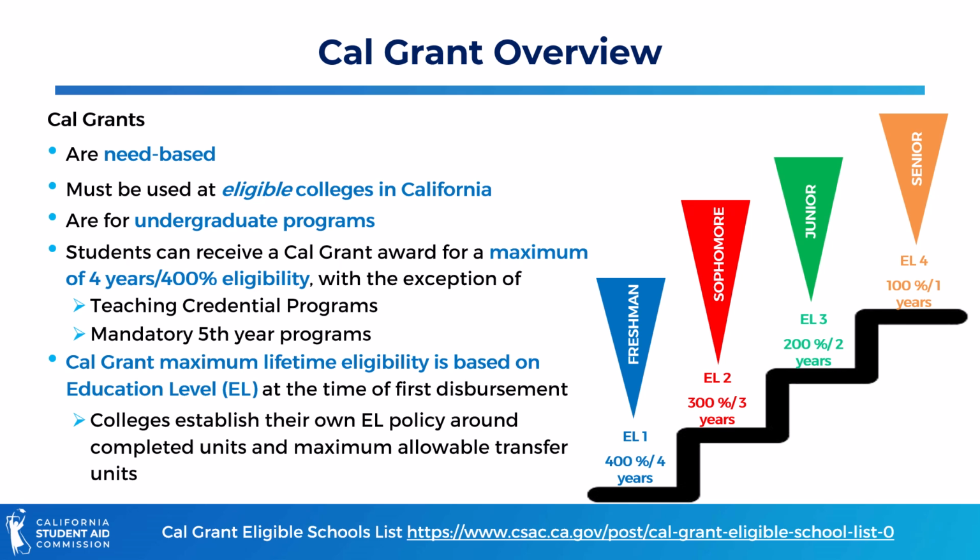Cal Grant maximum lifetime eligibility is based on education level, or EL, at the time students receive their first Cal Grant payment. For example, students who are awarded a Cal Grant as a freshman in college will receive the award for 4 years, while sophomores receive 3 years of Cal Grant, juniors receive 2, and seniors will only receive 1 year of Cal Grant. Colleges do establish their own EL policy around completed units and maximum allowable transfer units.